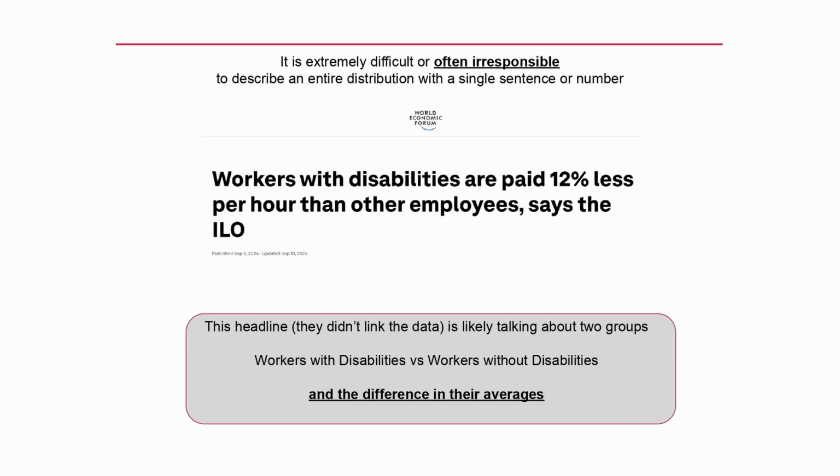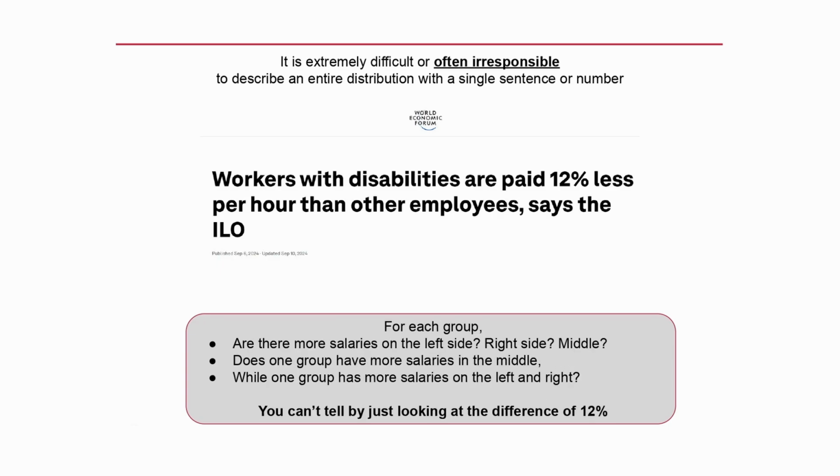This was a headline in 2024. It said workers with disabilities are paid 12% less per hour than other employees. Now, although that is probably technically true, I can't tell you, because there is no link to the data, that this is describing an entire data set with one number. They are not talking about the spread of the salaries, the average of the salaries, just that the difference of some groups, the two groups, workers with disabilities and ones are not, had a difference of 12%.